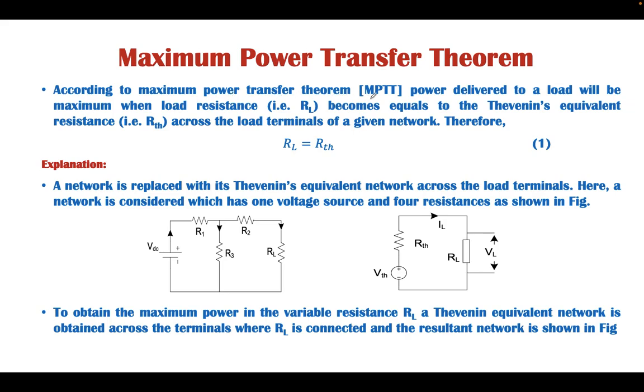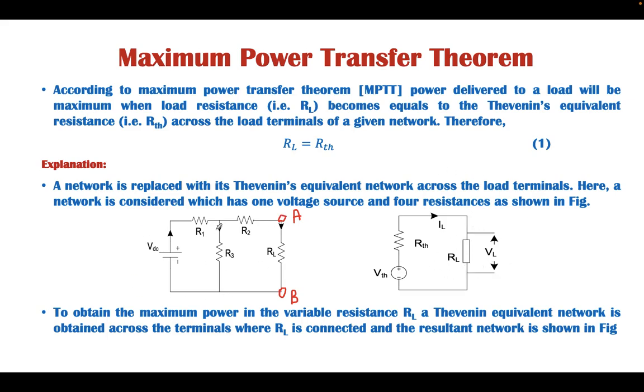According to the maximum power transfer theorem, power delivered to the load will be maximum when the load resistance, that is RL, becomes equal to the Thevenin's equivalent resistance. To prove the maximum power transfer theorem, we first have to find the Thevenin equivalent network of the given network across terminals A and B. Then only can we comment upon the maximum power that can be delivered to the load.